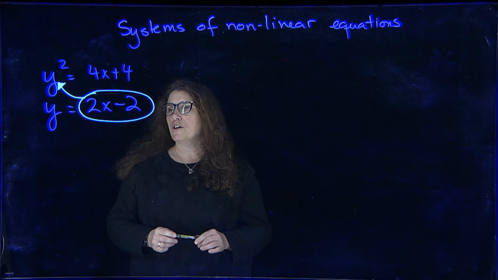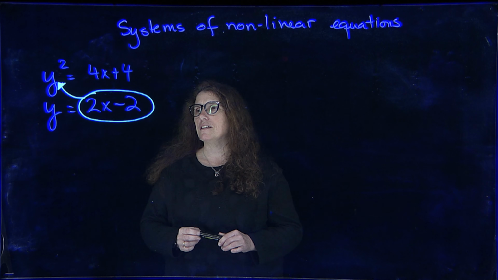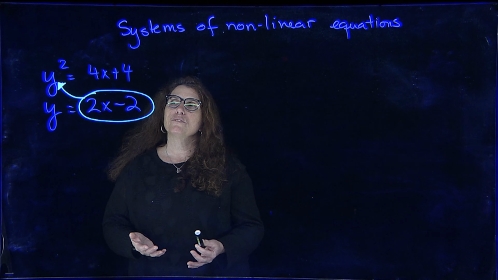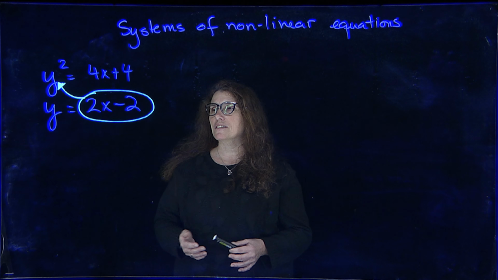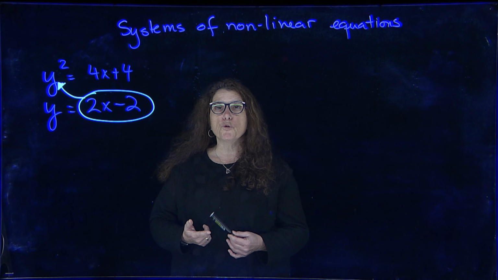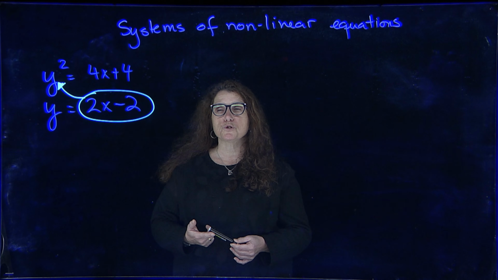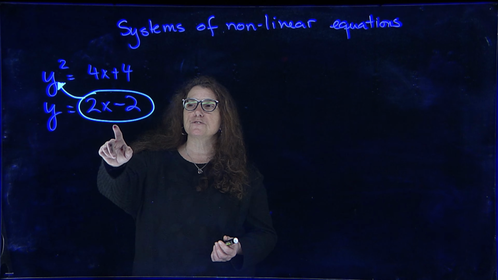And we have y equals 2x minus 2. That is a straight line. How can we solve this? Do those two equations intersect at some point? Well, we either have the elimination method or the substitution method. So here it looks like what I want to do is substitute.